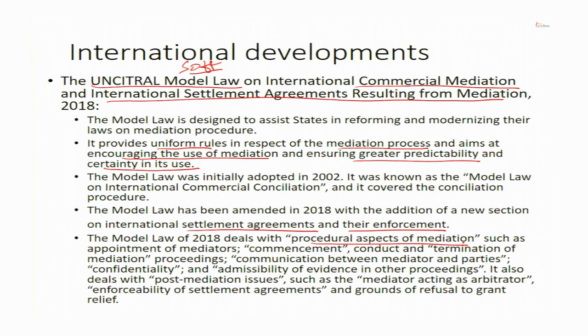Procedural aspects of mediation, such as appointment of mediator, commencement of mediation process, conduct of mediation, termination of mediation proceedings, communication between mediator and the parties, confidentiality, admissibility of evidence in other proceedings. Many of these things are covered in Part 3 of the Arbitration and Conciliation Act. We just discussed it in the previous lecture. Confidentiality, communication between the conciliator and the parties, admissibility of evidence in other proceedings. These are there in Part 3. We are familiar with these provisions.